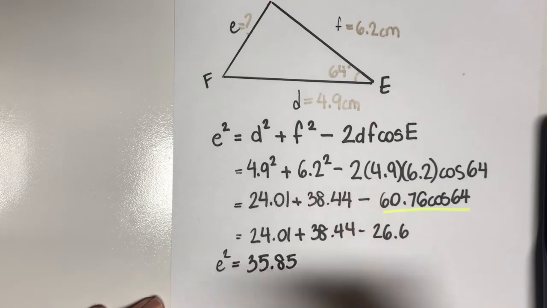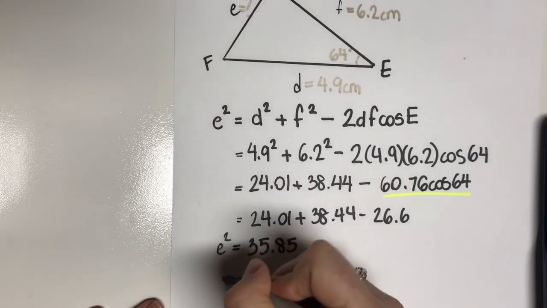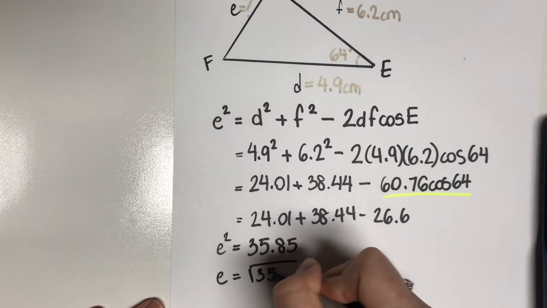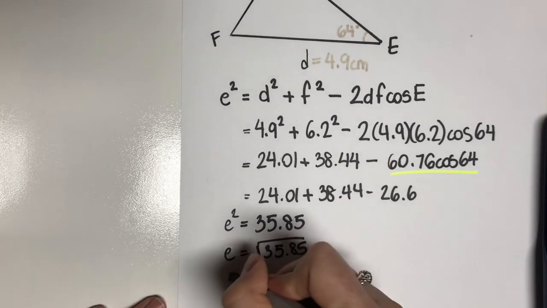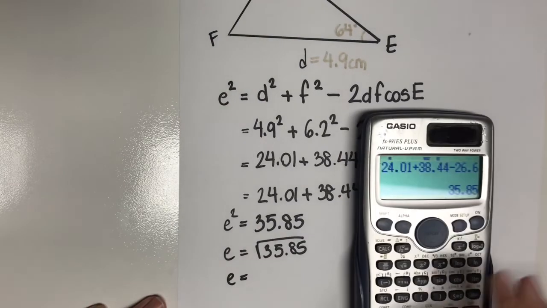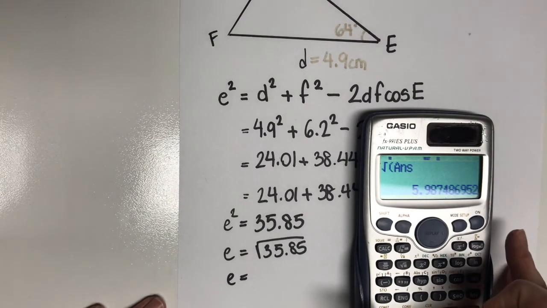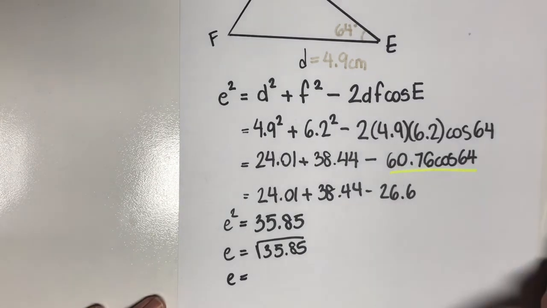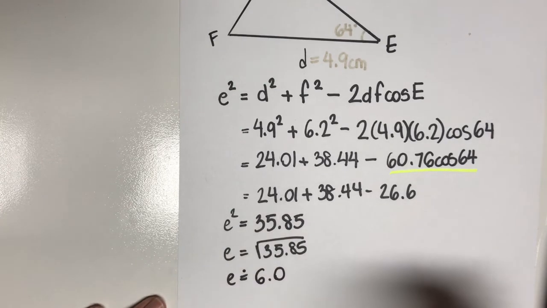That's E squared. I'm not looking for E squared, I'm looking for E, which means I need to take the square root of both sides, which gives me that E is equal to 5.987, so I'm going to round that to 6.0. And I'm going to put a dot here to indicate that I'm rounding.